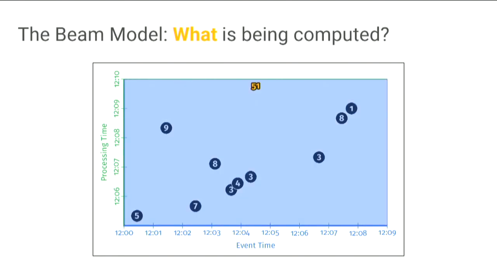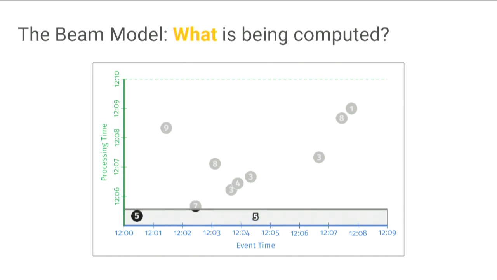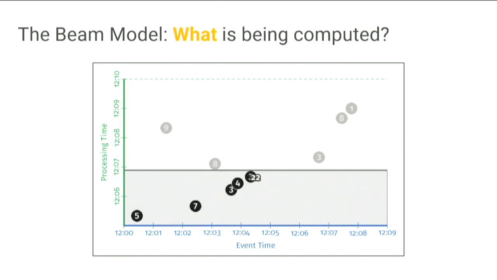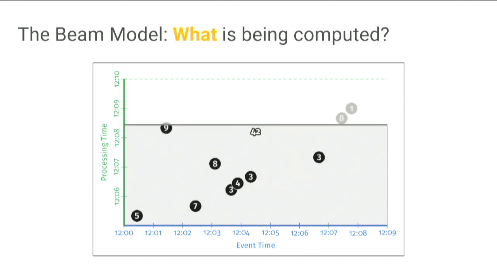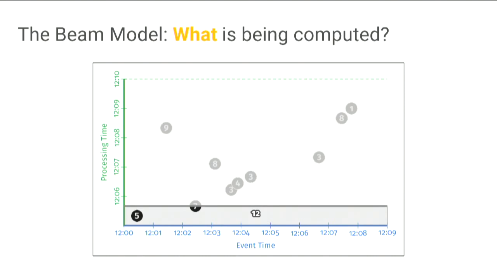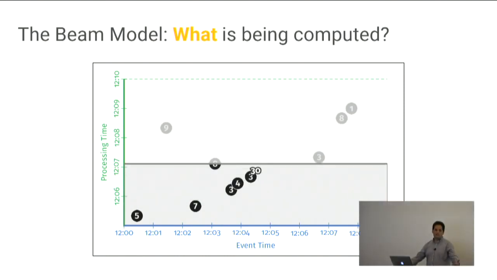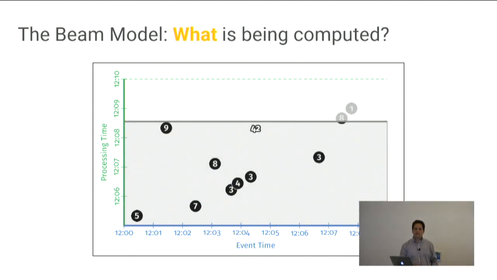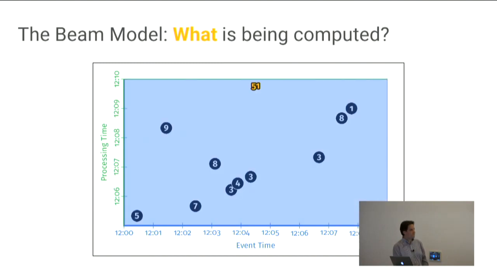After all of the processing time, the result in this case is 51. What we see in this specific case is a traditional batch calculation. We have all the data available. We go element by element. Once we go over all the elements, we output the result. And this is a traditional batch use case.